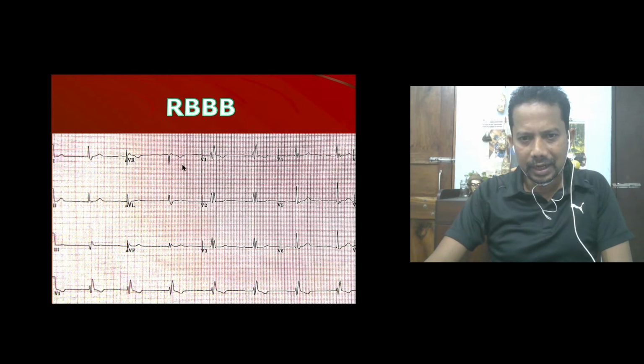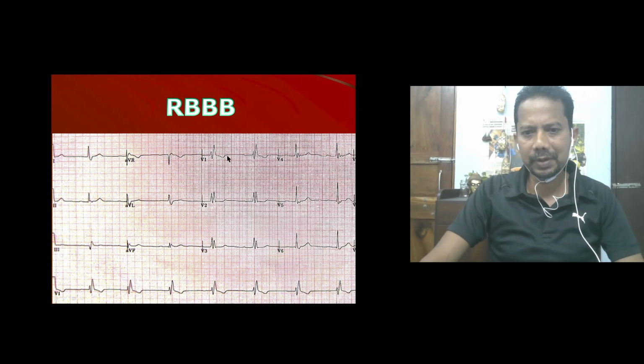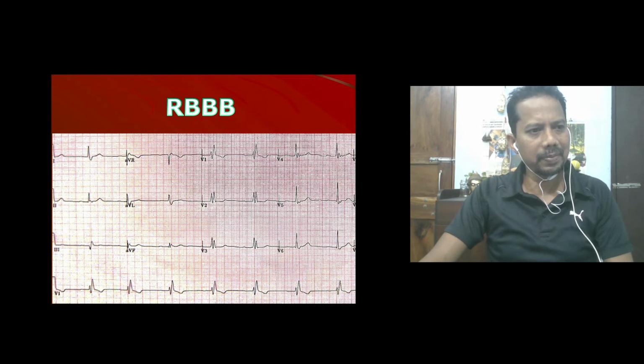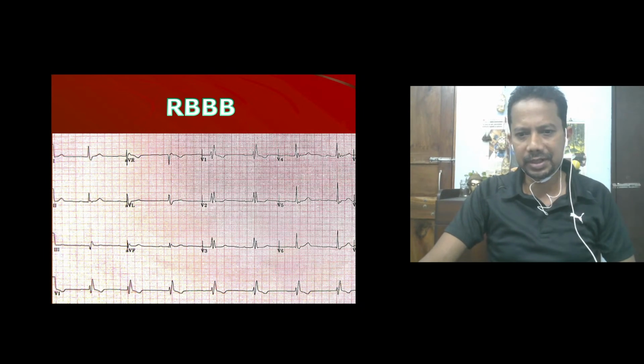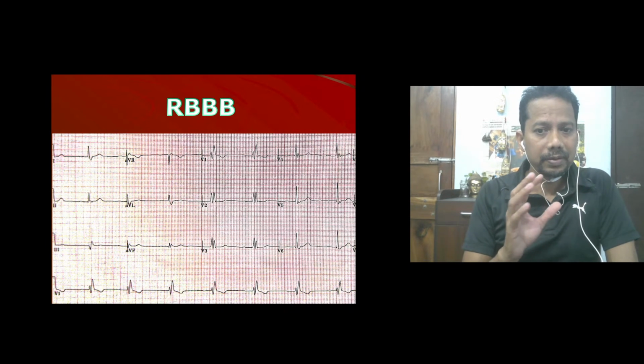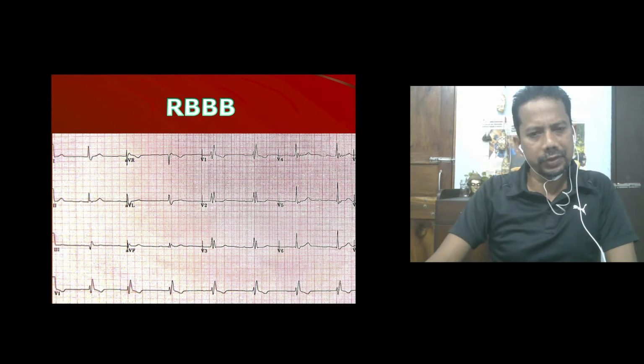Now, see, in V1 there is an RSR dash pattern. There is ST depression and T wave inversion, and this is right bundle branch block. That is why I labeled it as RBBB, but the axis deviation is not there. Maybe there is a hidden axis deviation cause, again maybe LVH is there which is overpowering the right bundle branch block.